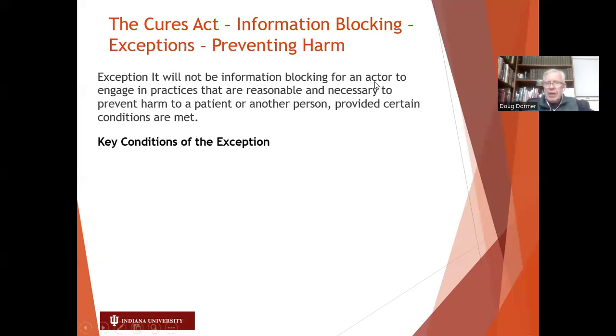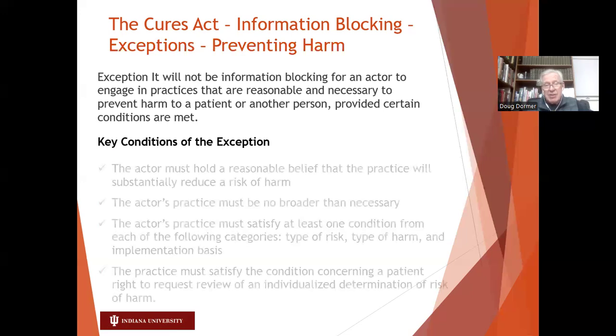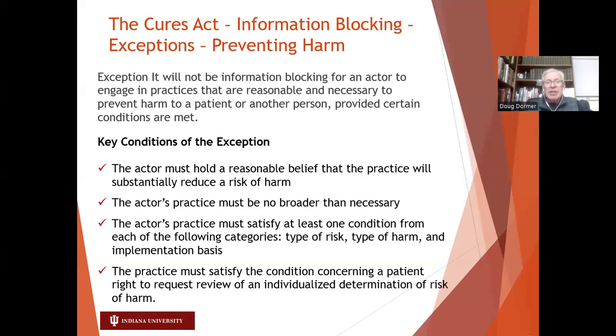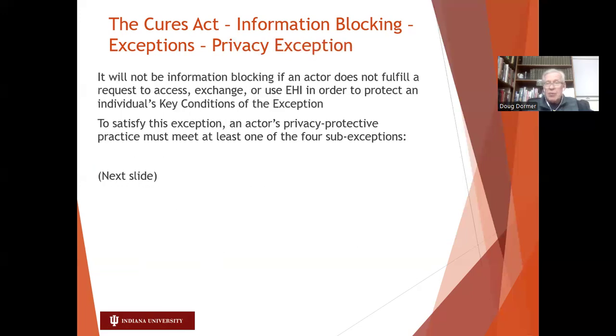It will not be information blocking for an actor to engage in practices that are reasonable and necessary to prevent harm to a patient or another person, provided certain conditions are met. Okay, the concept is great. Let's skip the detail. That, by the way, is called the preventing harm exception. Then we have the privacy exception. It will not be information blocking if an actor does not fulfill a request to access, exchange, in order to protect an individual's privacy, subject to key conditions of the exception.